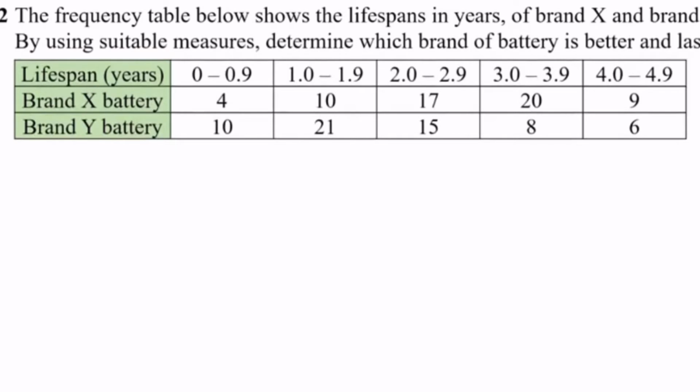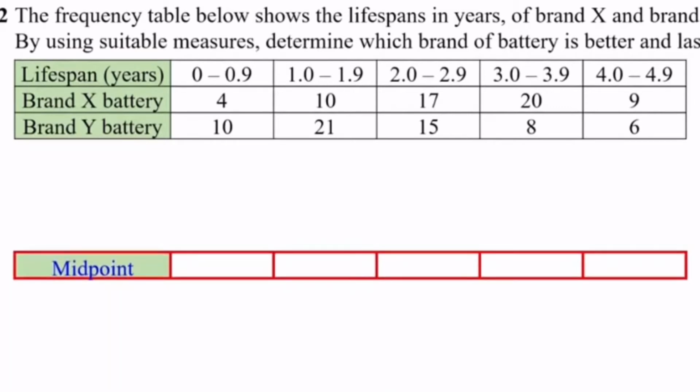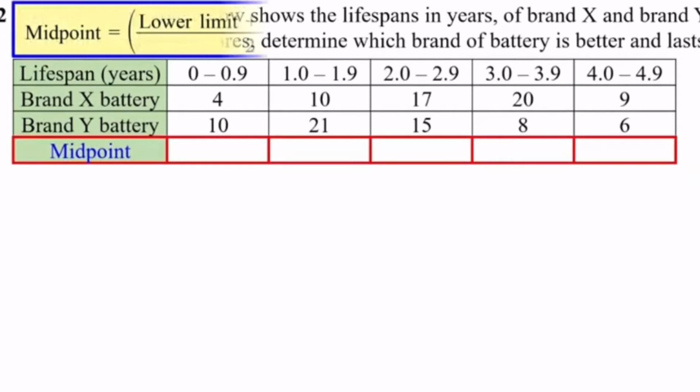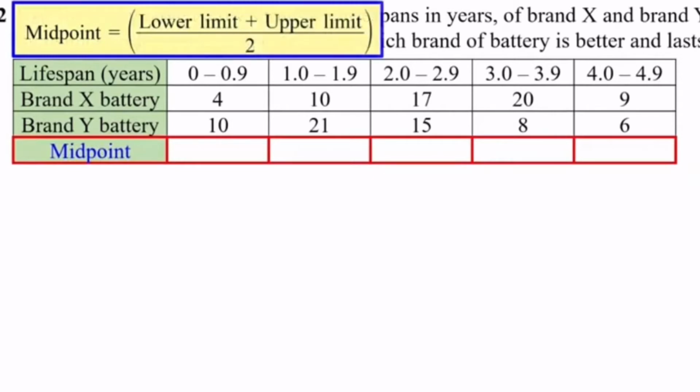So let's find the mean for brand X battery and the standard deviation for the brand X battery. And after that, we will find the mean for brand Y battery, followed by standard deviation. Before that, we need to find the midpoint for the lifespans for brand X and brand Y battery. In order to find the midpoint, we need to take lower limit plus the upper limit divided by 2.